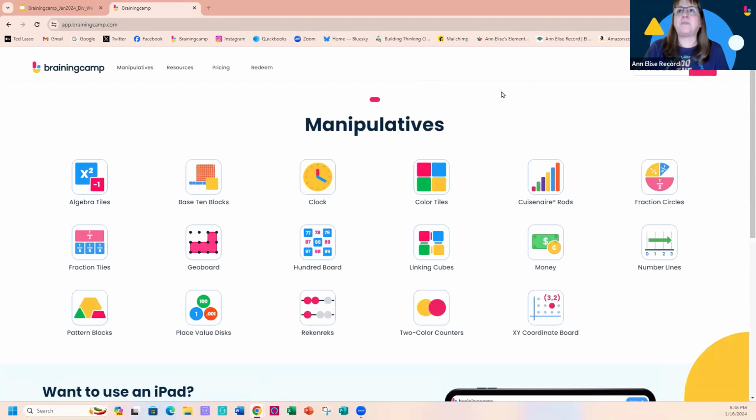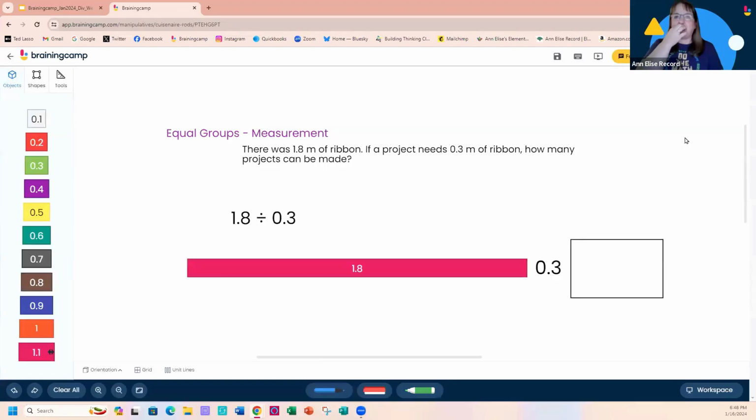Let's go into the decimals and just show you, for example, how this works still with decimal thinking. So I used an equal group problem. Be aware that our standards require us to work on all these story problem types, the 9 story problem types, but also to use them with measurement examples. So it's not just other situations, it's also the measurement examples. So there's 1.8 meters of ribbon, 1 8/10. If a project needs 3/10 of a meter of ribbon, how many projects can be made?